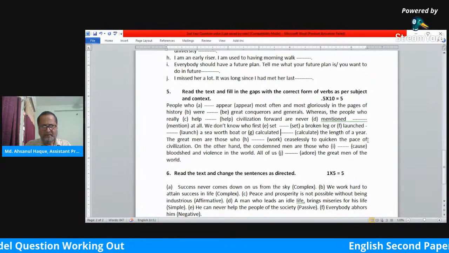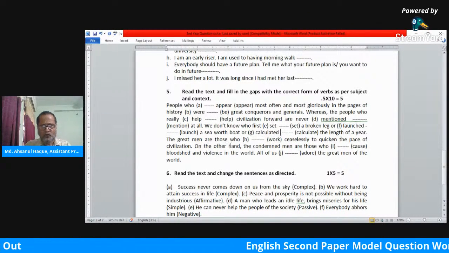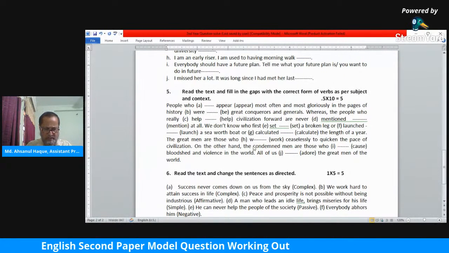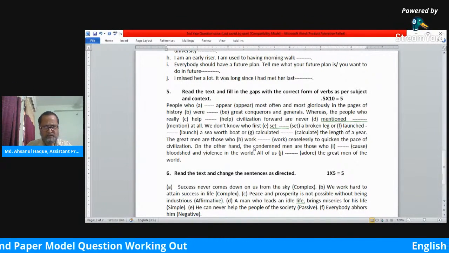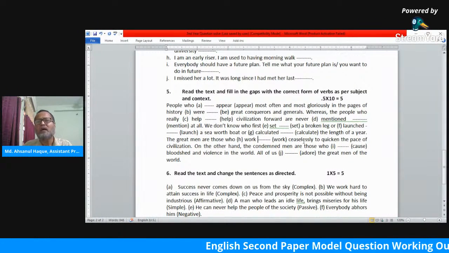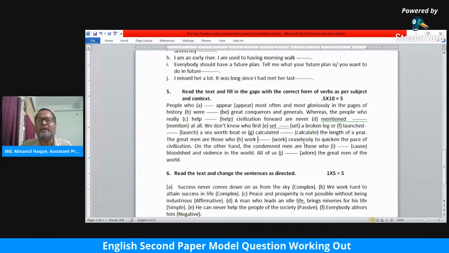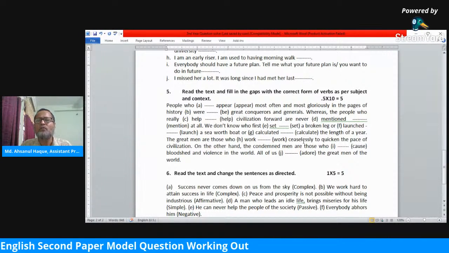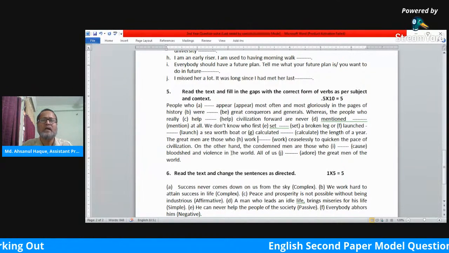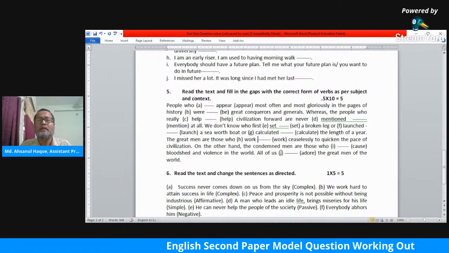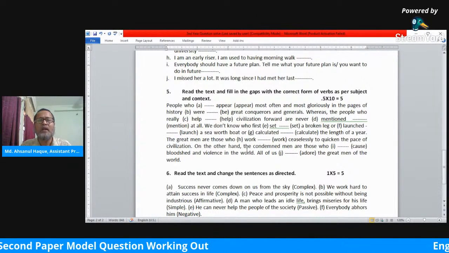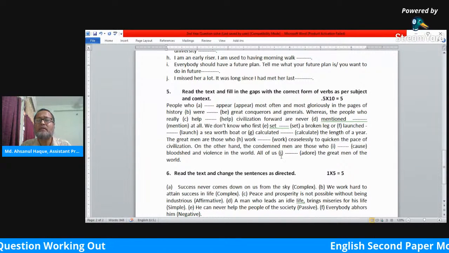The length of a year. Yes, the great men are those who work ceaselessly. They work all the time, so they work in the present indefinite tense. They work ceaselessly, that means untiringly. They never get tired. So, who work ceaselessly to quicken the pace of civilization. On the other hand, the condemned men, the bad men, are those who cause bloodshed and violence in the world.